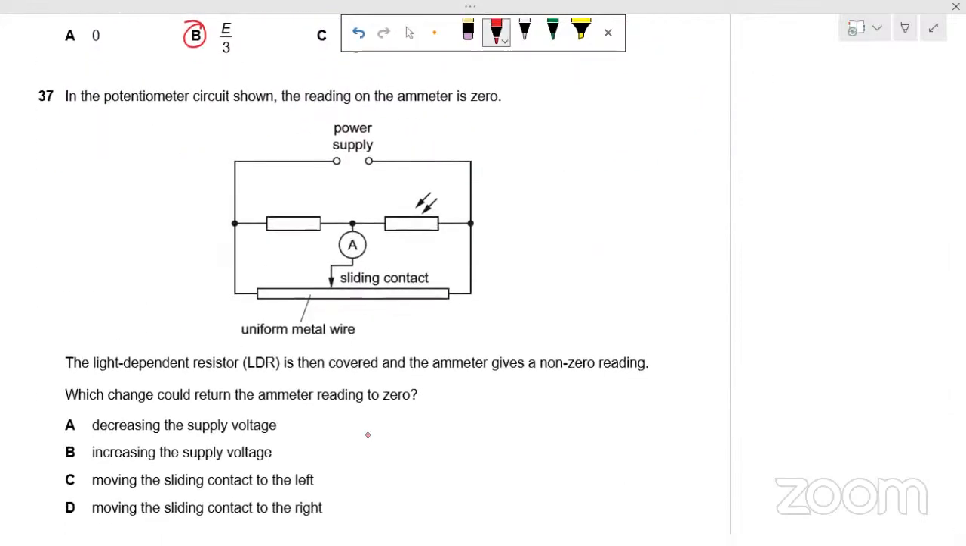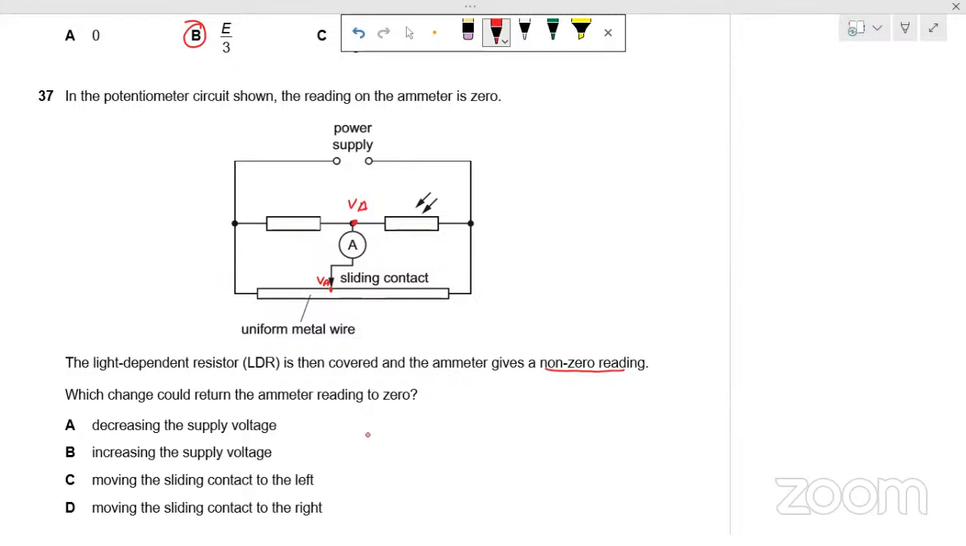This is a power supply and a sliding contact on a uniform metal wire. The galvanometer reading is non-zero. That shows the voltage at this point is not equal to the voltage at that point, and this point is not in the middle of the wire.